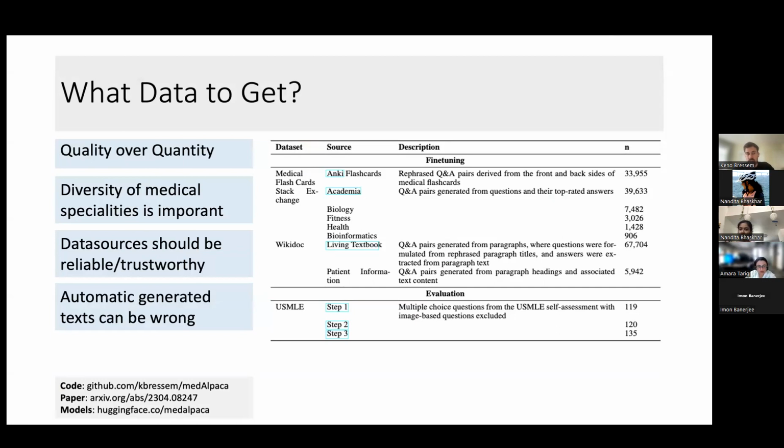You need to account for diversity in medical specialties. There is probably lots of data on internal medicine, but you also want to have things about surgery, neurosurgery, neurology, ophthalmology, dermatology. So it's challenging to know that the model has seen all those specialties. Data sources should be reliable and trustworthy, which is again a big challenge.